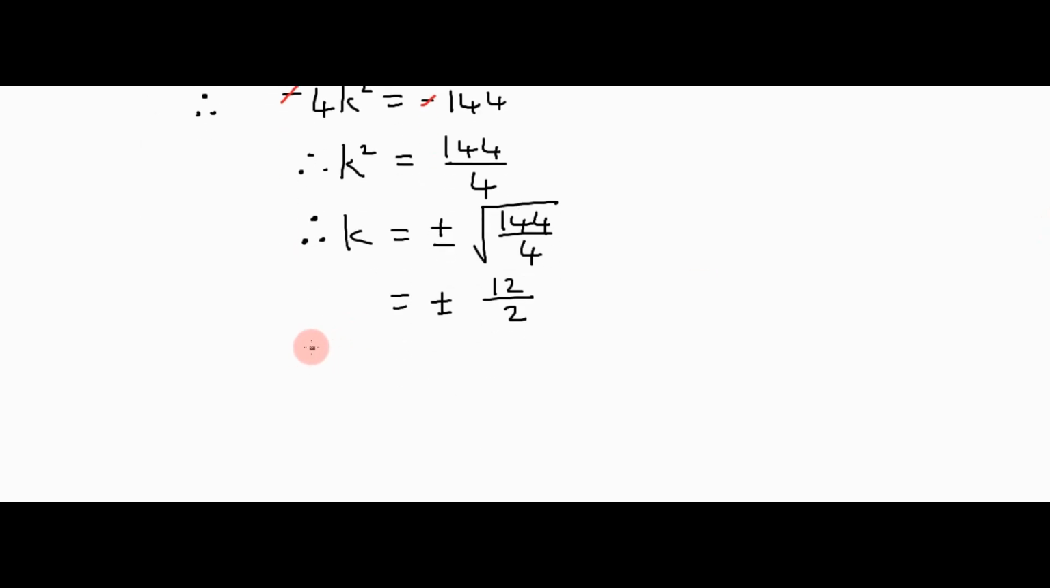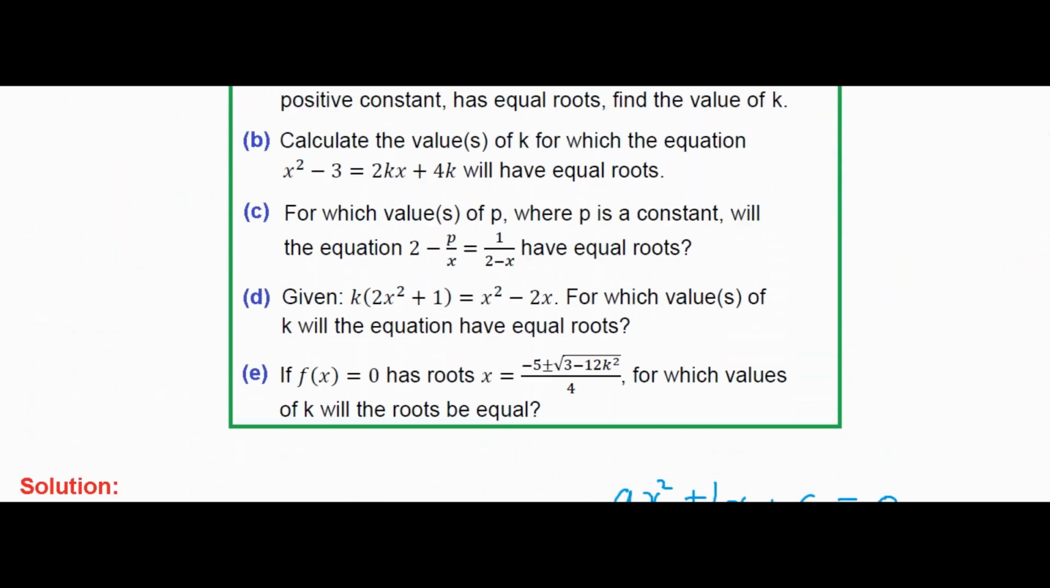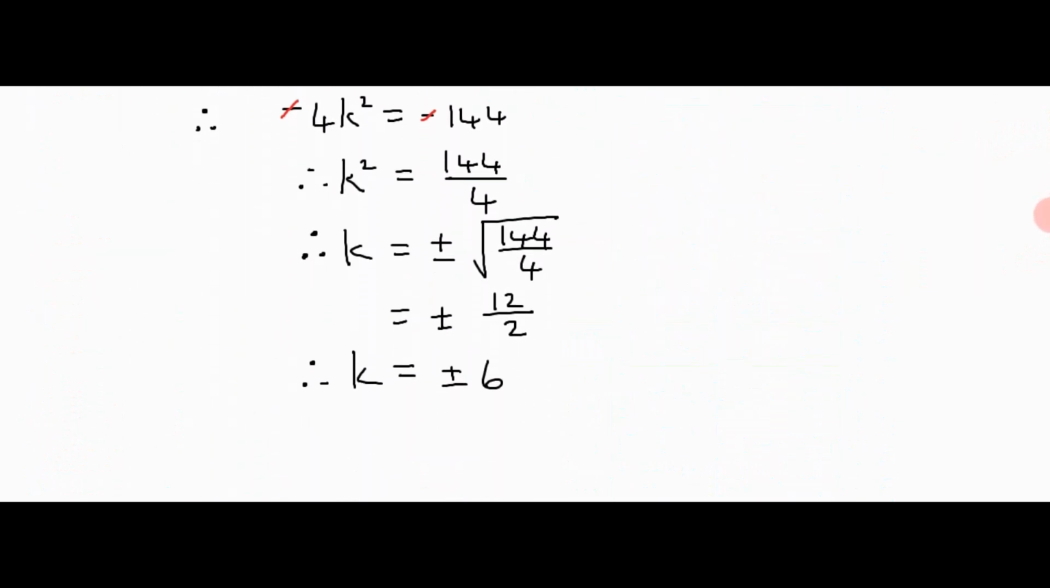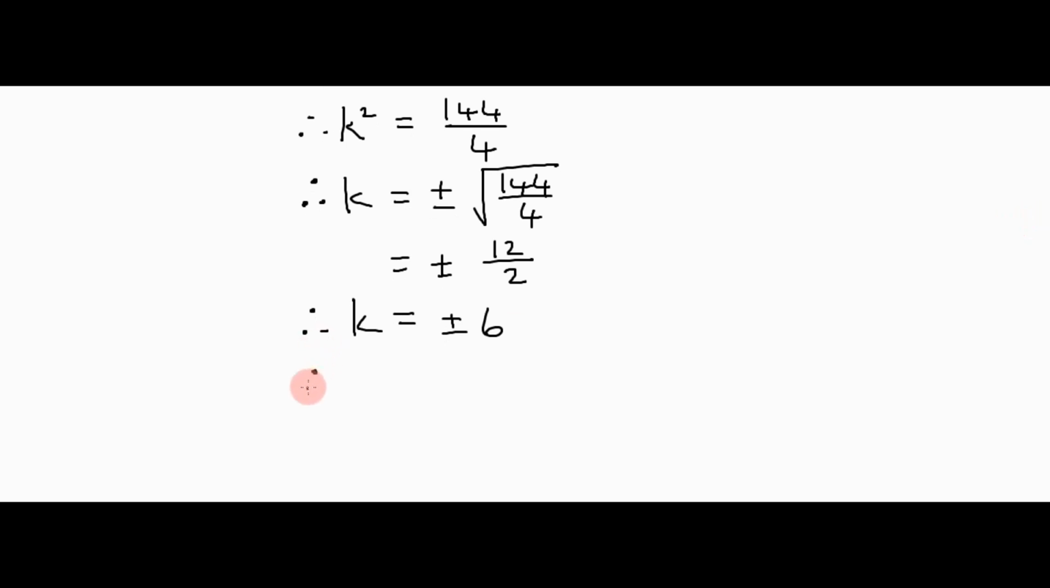So we see that k has the value of plus or minus 6. Now, to go back to the question, it said k must be a positive constant. In other words, k will be positive 6 only. So k will equal 6 only.